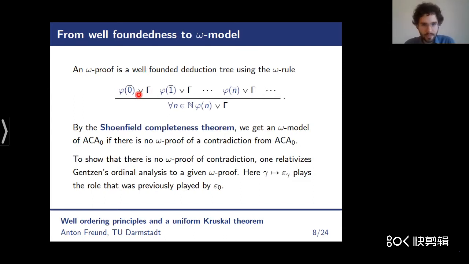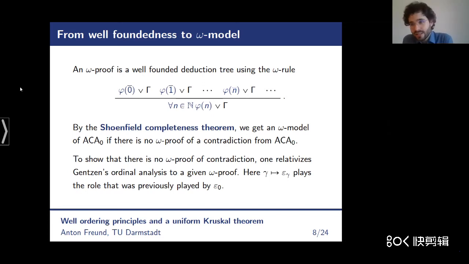Also, don't worry about this gamma. The setting for this whole approach is sequent calculus, and in sequent calculus, you always have these big disjunctions. But the main point is really that from phi of 0 and phi of 1 and so on, we go to this universal statement for all n, phi of n.